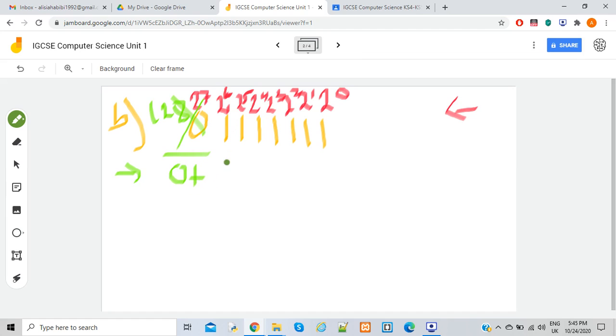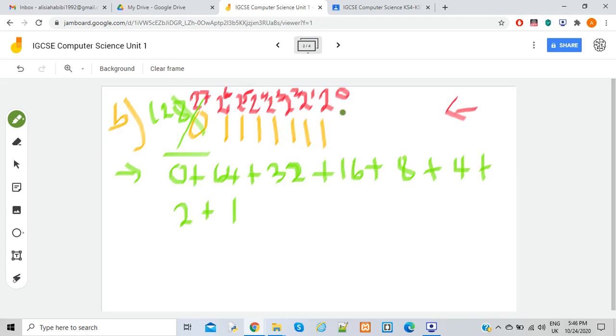So 1 times 2 to the power of 6, which is 64, plus 1 times 2 to the power of 5, which is going to be 32, plus 1 times 2 raised to the power of 4, which is going to be 16, plus 1 times 2 raised to the power of 3, which is going to be 8, plus 1 times 2 raised to the power of 2, which is going to be 4. Plus 1 times 2 raised to the power of 1, which is going to be 2. And finally, plus 1 times 2 raised to the power of 0, which is going to be 1.